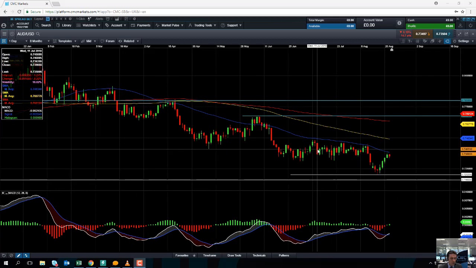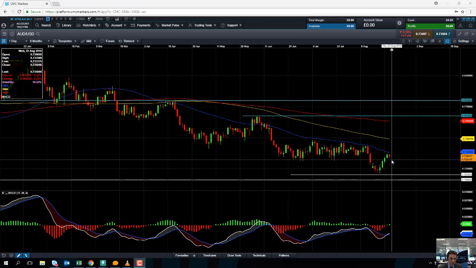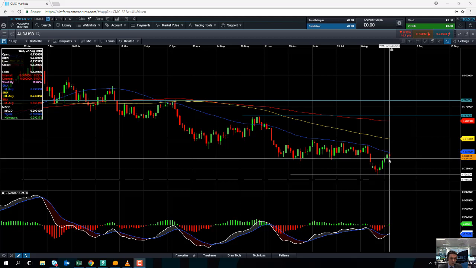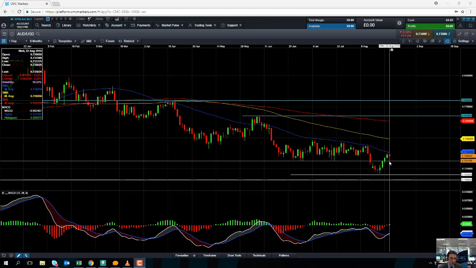It is worth pointing out, though, that the market has had a bit of a bounce back. Anytime a market's in a downward trend, you will see bounce backs from time to time. And if you're a trader, what you have to determine is whether this is just a bounce back which fits in with the wider downward trend, or whether the market is actually in the process of turning itself around.